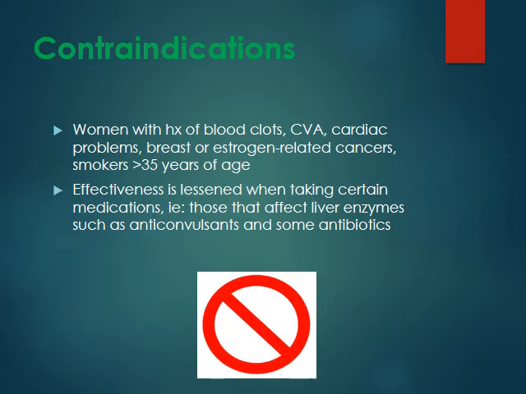The effectiveness of hormonal methods, birth control pills basically, is less when taking certain medications. Meds that affect the liver enzymes, such as anticonvulsants and some antibiotics, may decrease the effectiveness of the birth control pill, and the woman could get pregnant.